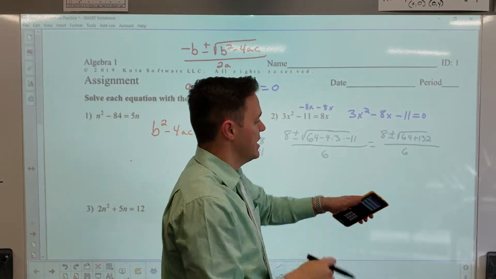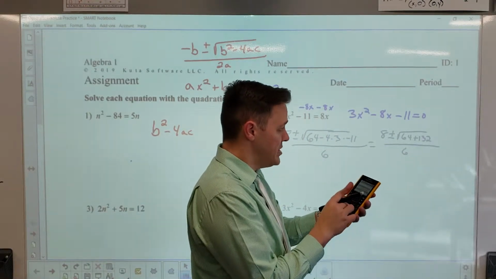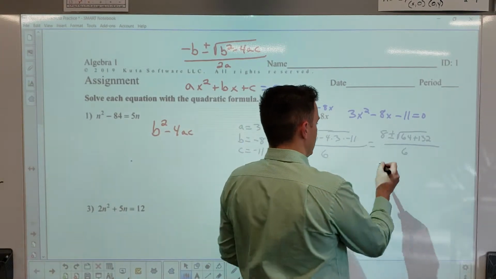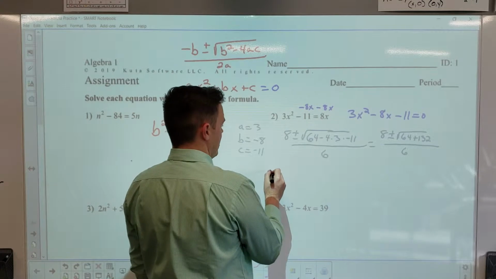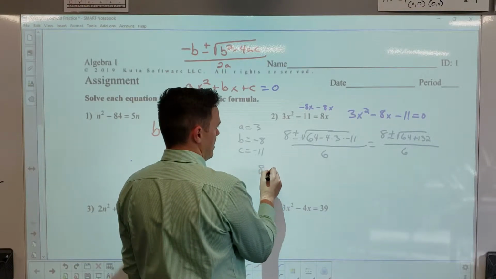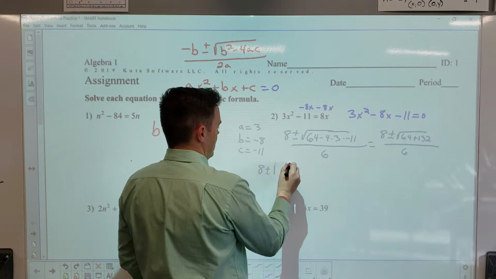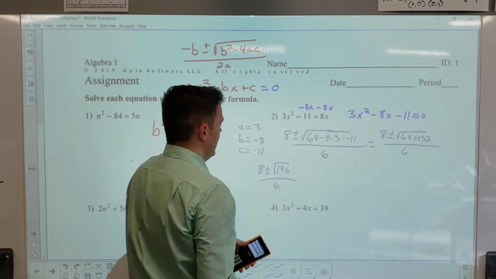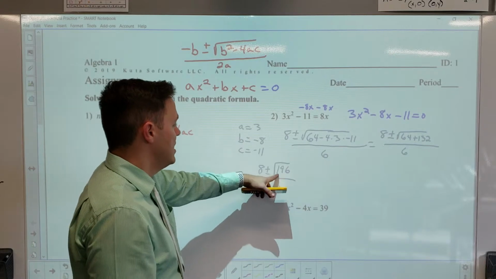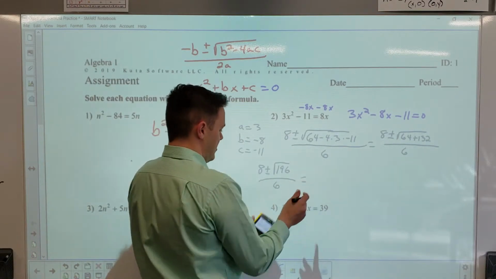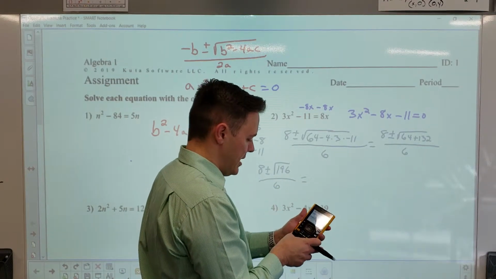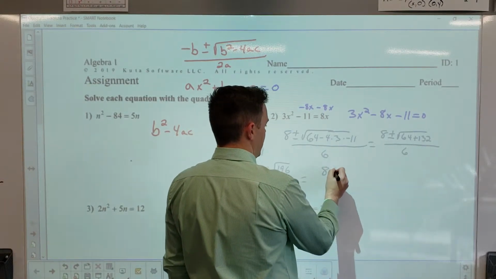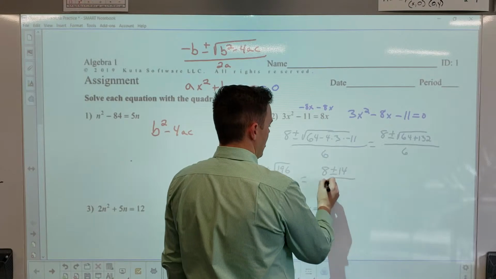All right, and then your setup next would be to add those two together, and it comes out to be 196. So I'm going to go over here. I'm going to go left to right again, and I got 196 all over 6 again, and then your setup would be then to take the square root. So this turns out to be the square root of 196, I believe, 14. So your answer is 8 plus or minus 14 all over 6.